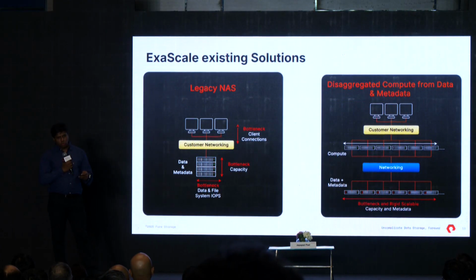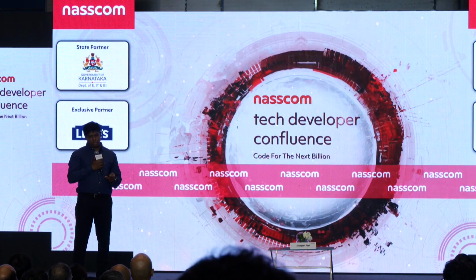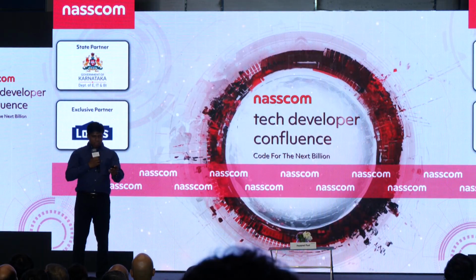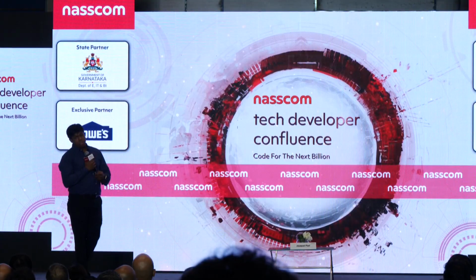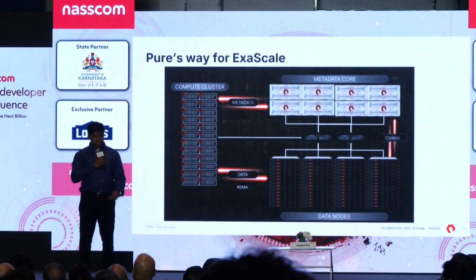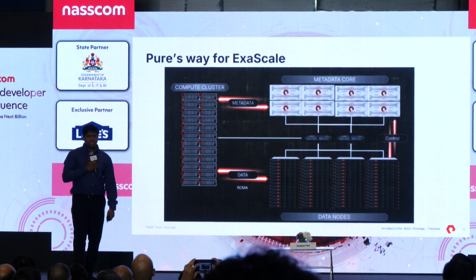So the other thing that we do, apart from NFS over RDMA and S3 over RDMA, is the exascale architecture. These are some existing architectures that are in the market. I'll skip over it and take a look at the exascale that we are building. You can look up the blog on Pure Storage's approach to exascale. So, what does exascale do?